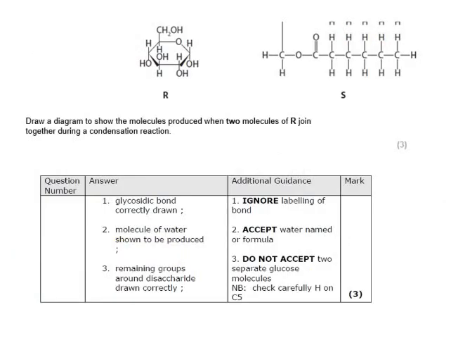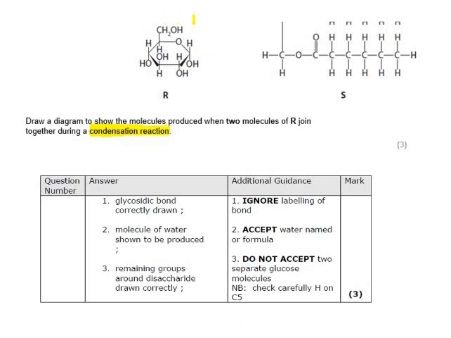This question was also relatively well answered. Draw a diagram to show the molecule produced when 2 molecules of R join together during a condensation reaction. Now again, when you are annotating your exam question, you should highlight the words condensation reaction and try to figure out the definition. A condensation reaction is the formation of a bond through the loss of water, which already gives you quite a big clue as to what you're supposed to be drawing.